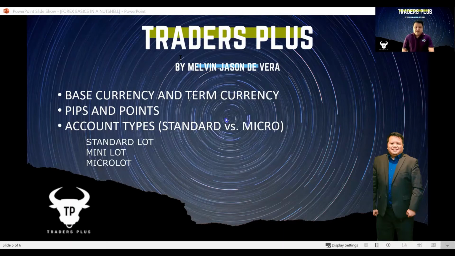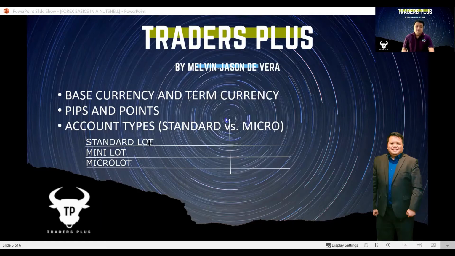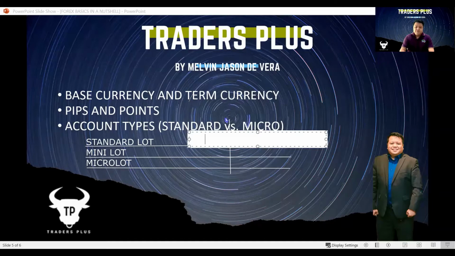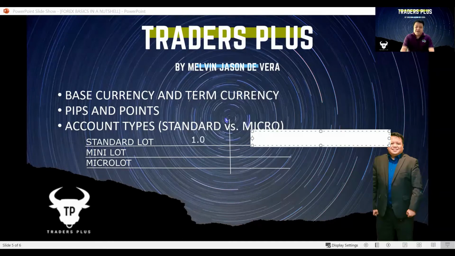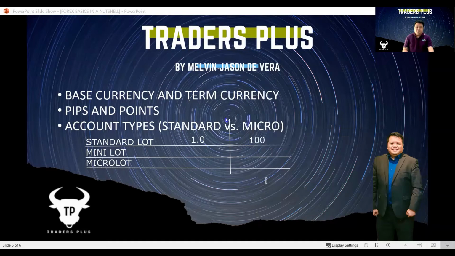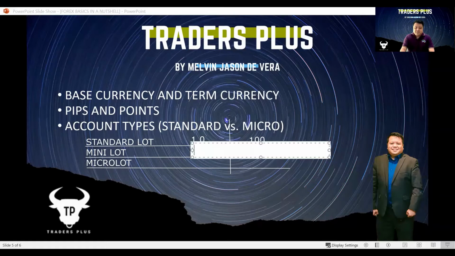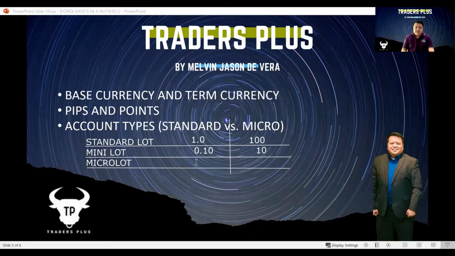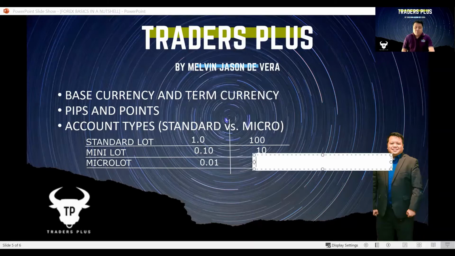Okay? So, the standard lot, i-tabular natin dito. Ayan. Okay. So, again, ang standard lot, this is represented by 1.0. Sa standard, ilalagay mo 1.0. Dito, ilalagay mo 100. Okay? Pag mini lot, ang ilalagay mo rito sa standard, 0.10. Sa micro, ang ilalagay mo, 10. Okay, dito, ang ilalagay mo, 0.01 para sa micro lot. Dito, ang ilalagay mo, 1.